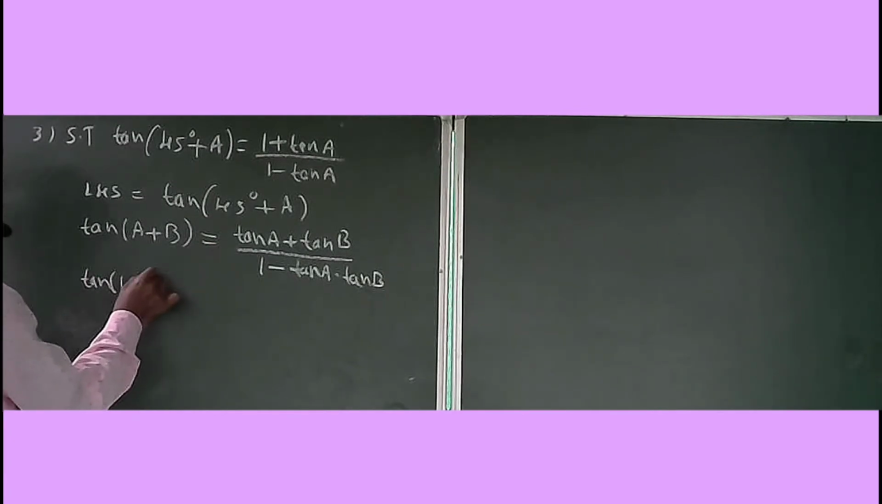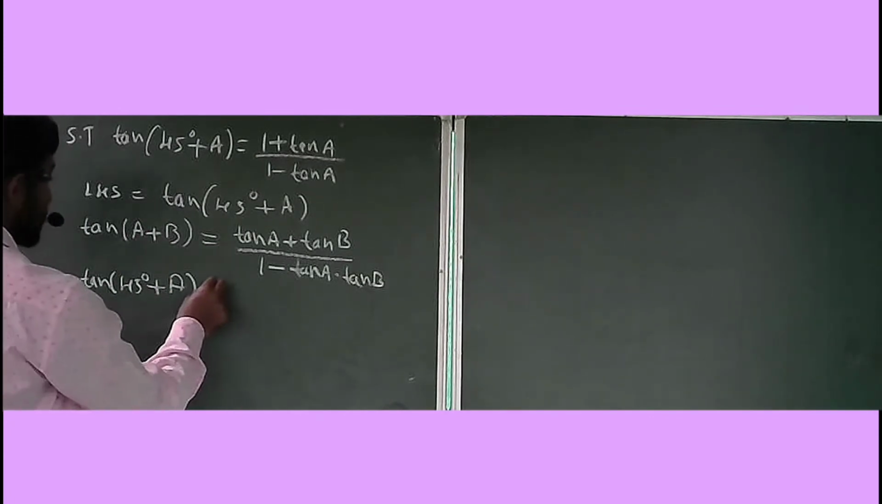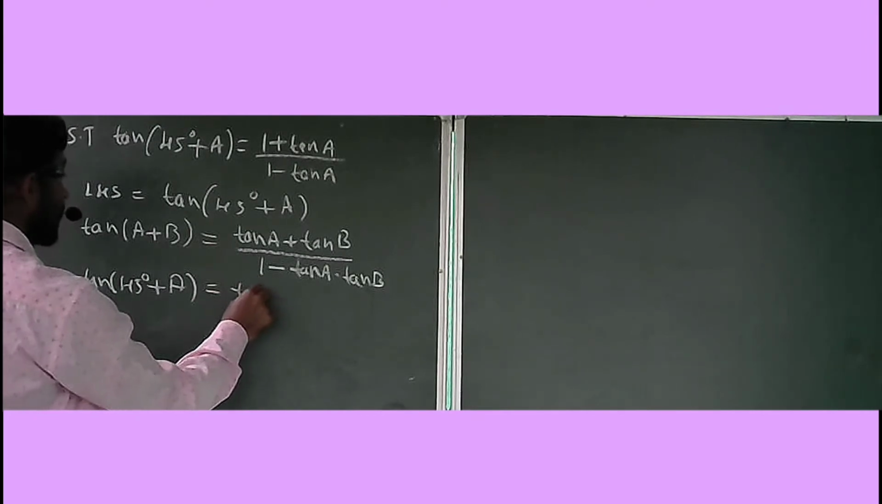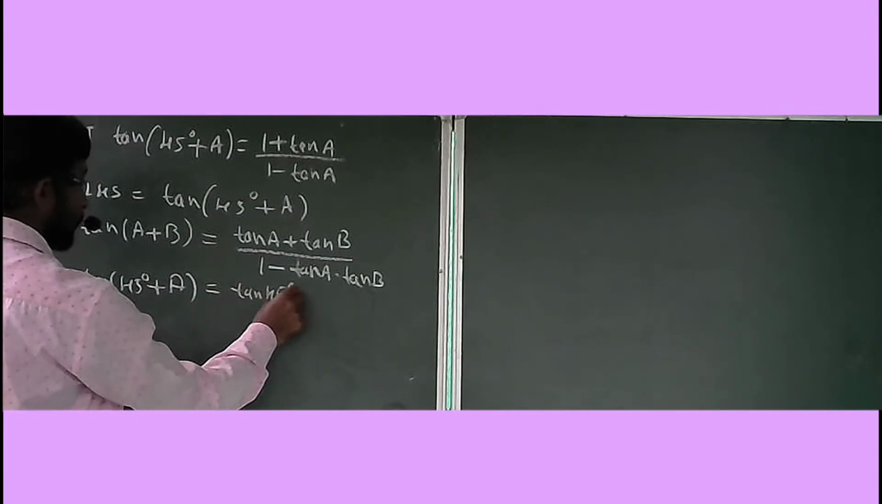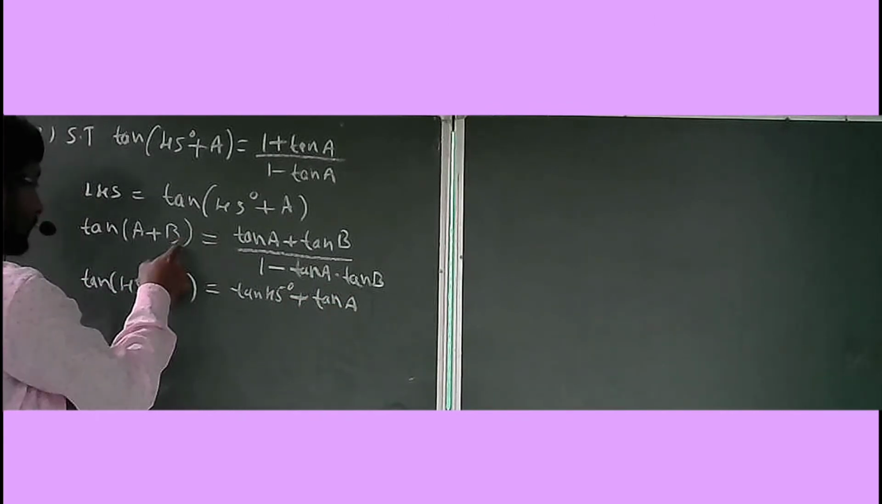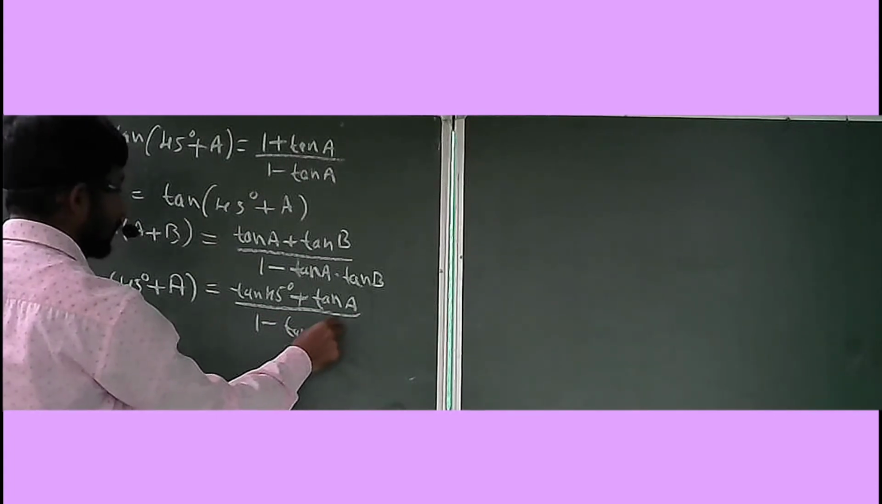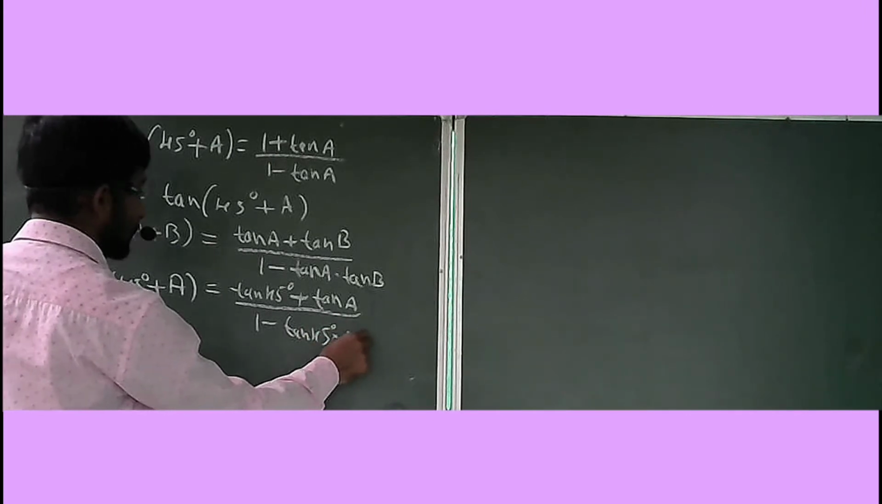Now consider tan of 45 degree plus A. Given question is 45 degree plus A. In place of A, I'm substituting 45 degree. In place of B, I'm substituting angle A. It's equal to tan 45 degree plus tan B, that is tan A, because in place of B here angle A is there, divided by 1 minus tan 45 degree into tan A.